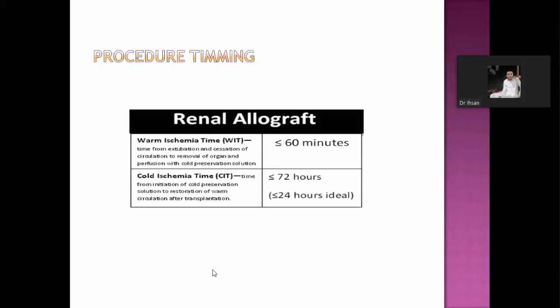Warm ischemia time, from extubation and cessation of circulation to removal of organs and perfusion with cold preservation solution, is less than 60 minutes. Cold ischemic time, from initiation of cold preservation solution to restoration of warm circulation after transplantation, is less than 24 hours, similar, and in some articles it is less than 72 hours.